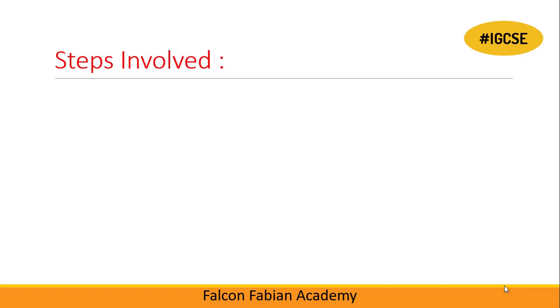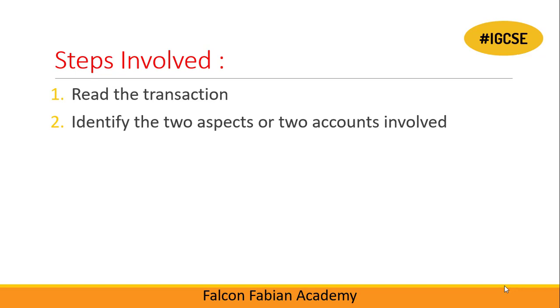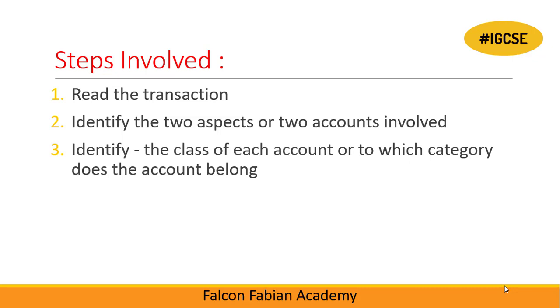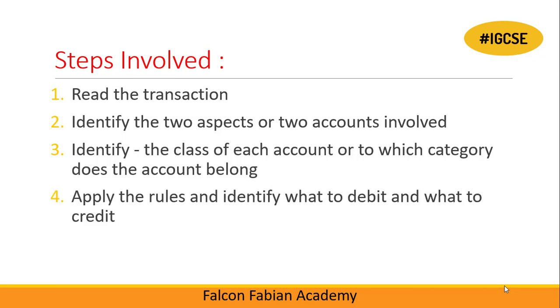As you are learning how to record journal entries, I have made few steps that you should follow whenever you're recording a journal entry. And the first step is read the transaction. Step number 2 is identify the two aspects or two accounts involved. Step number 3 is identify the class of each account or to which category does the account belong. And step number 4 is apply the rule and identify what to debit and what to credit. And the final step is recording the entry.